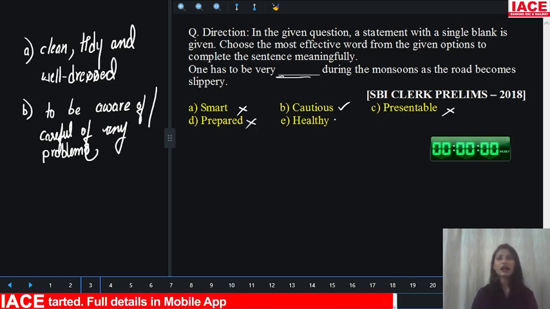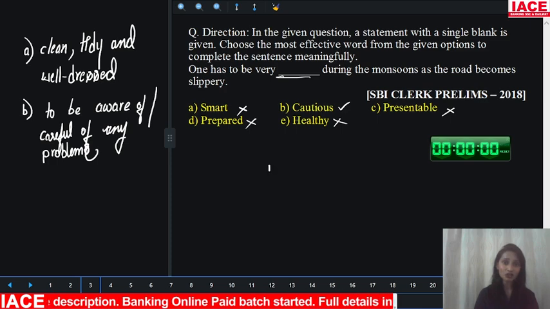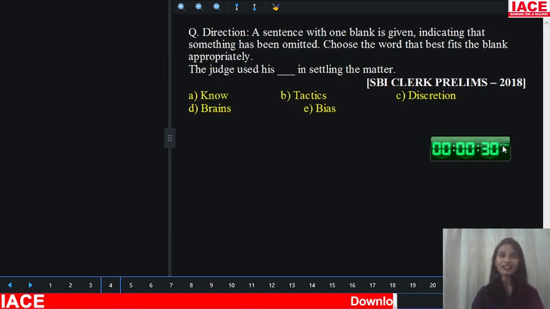Healthy. It doesn't mean you have to be healthy for every monsoon, and it's not possible. It doesn't depend upon seasons, right? In monsoon, we tend to have more cold, cough, and all. So that doesn't give sense. So your answer should be option B, cautious. You have to be cautious. You have to be careful, right? Now let's see the next question. Well, here is the next question. Your time starts now.